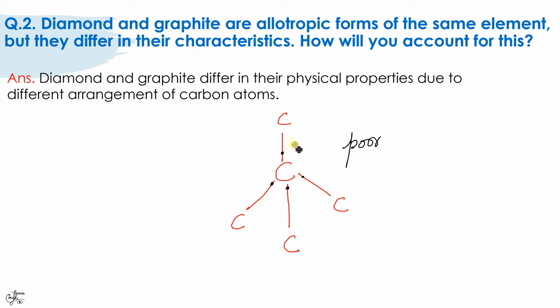Alright? So you can see here, it's a form of a tetrahedron. There you have hexagonal and here you have tetrahedron. So you see that the arrangement of carbon is different in both diamond and graphite, and hence they differ in their physical characteristics. Alright, so your answer is this.